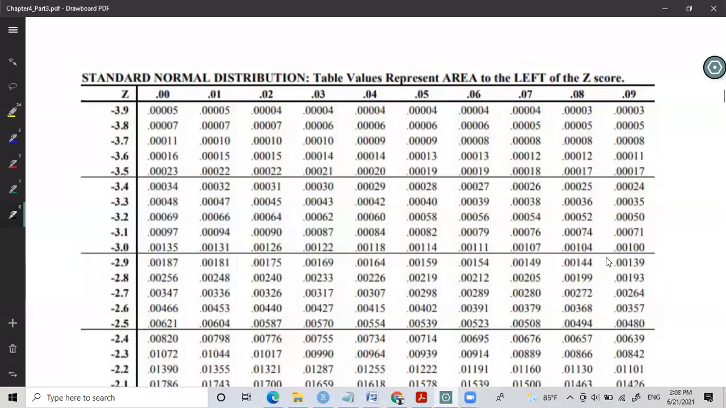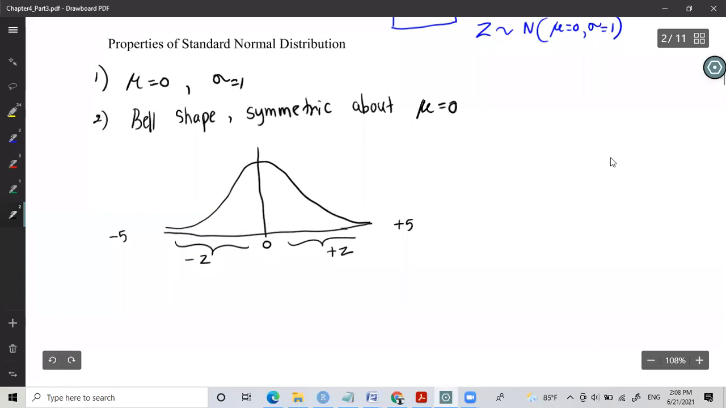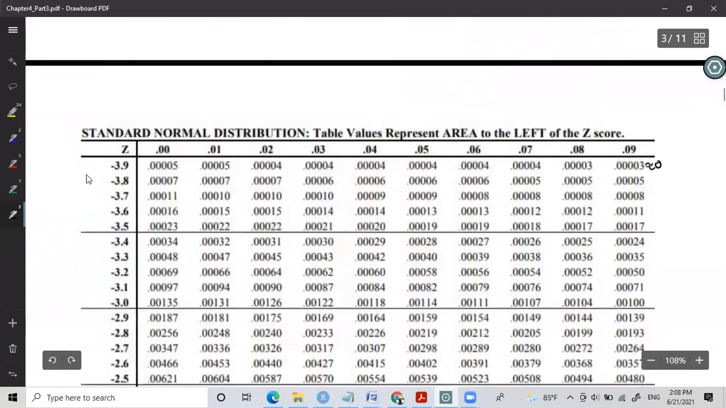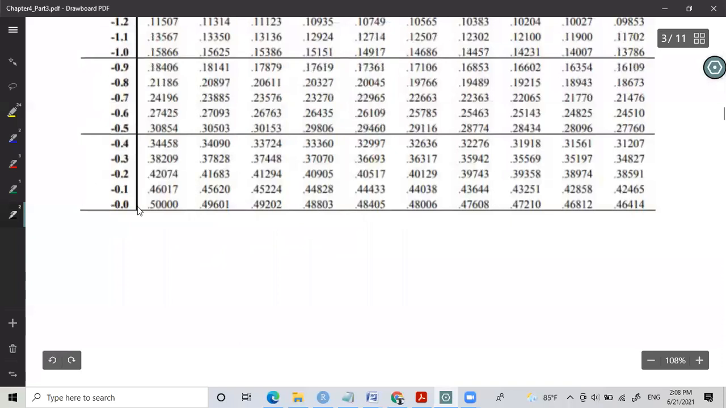Now, this table contains negative 3.9. You can see the smallest value is 0.00003. So this is the smallest probability value, which is almost 0, right? This is the left part, or the negative part, of your Z score. It's from negative 3.9 up to 0, plus or minus 0, and there you have the 50%, 0.5 probability.